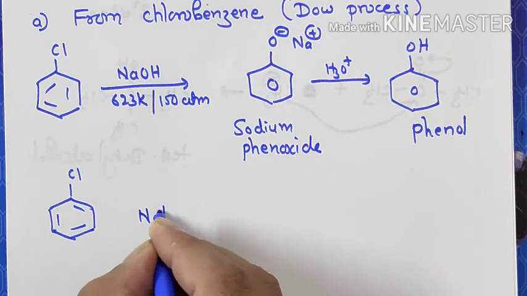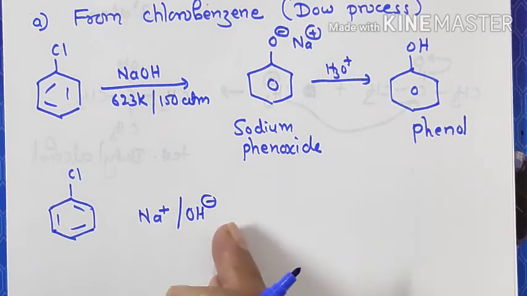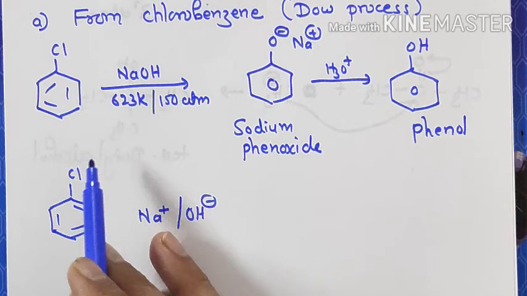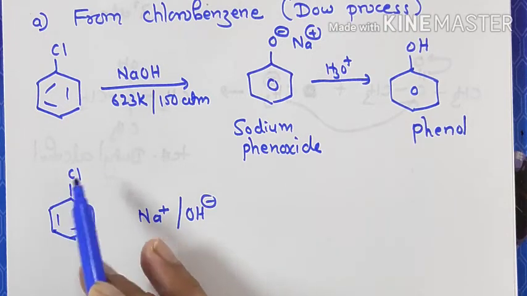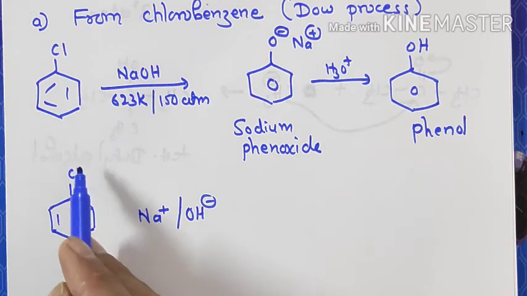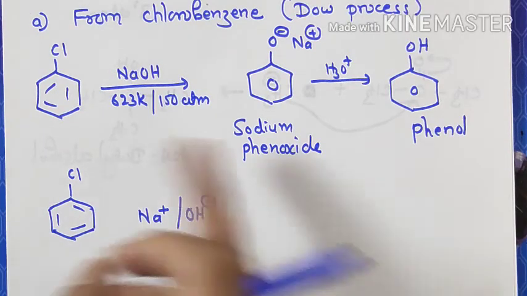Suppose when I treat this with NaOH, we get Na plus and OH minus, right? This is a base, and this OH minus will try to attack and substitute. Whom is it going to substitute? OH minus comes here and Cl moves away. But is it so simple that OH comes and Cl moves away?